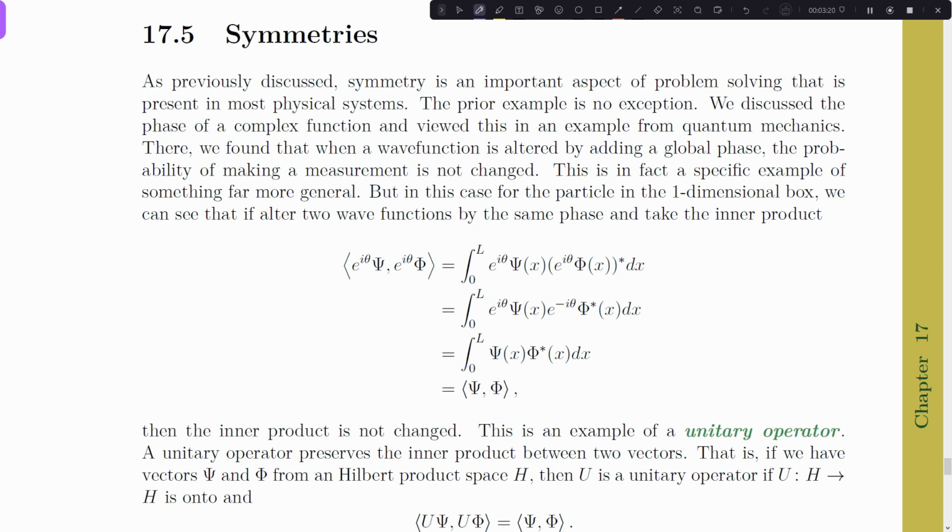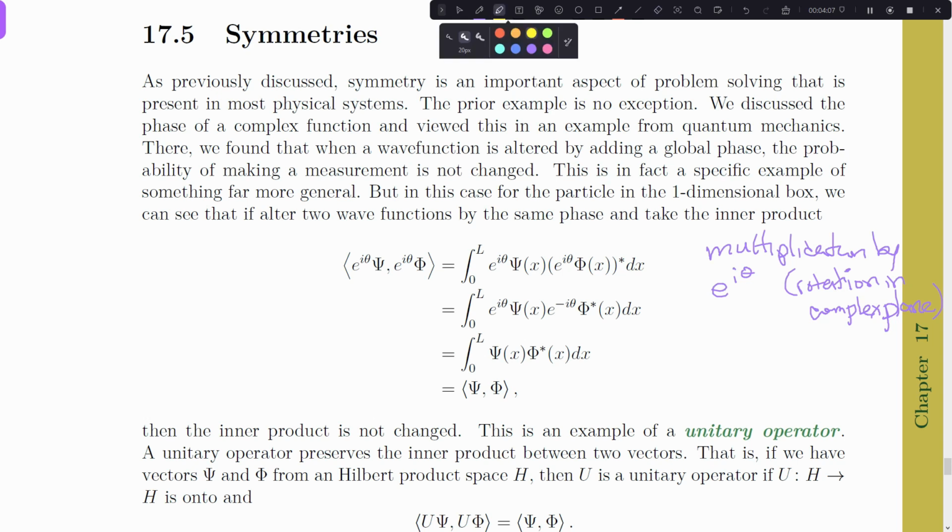That's a definition of the inner product, and it turns out that a symmetry in this sense is multiplication by e to the i theta, which is also, if you jump back to Euler's identity, or maybe your polar form of the complex plane, multiplication by e to the i theta is a rotation in the complex plane. So if I rotate my two functions phi and psi here, if I rotate them both by the same amount in the complex plane, and I compute their inner product, so there I've rotated them.